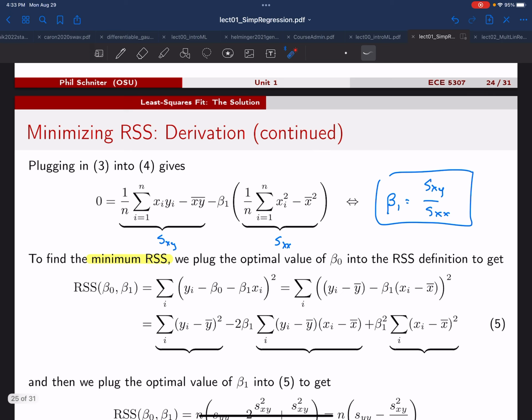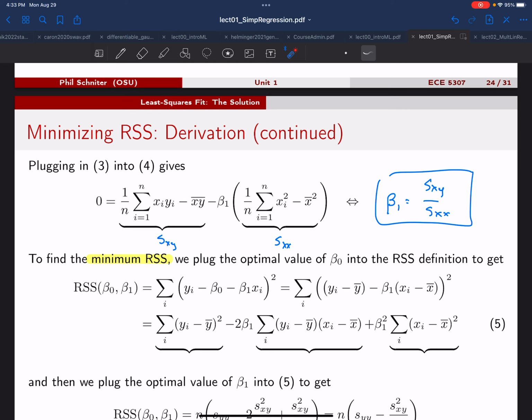So we have a sum of this minus this squared. So we can look at the sum of the first term squared, that's this. We have a sum of the second term squared, that's this. And we have the cross terms, 2 times this.